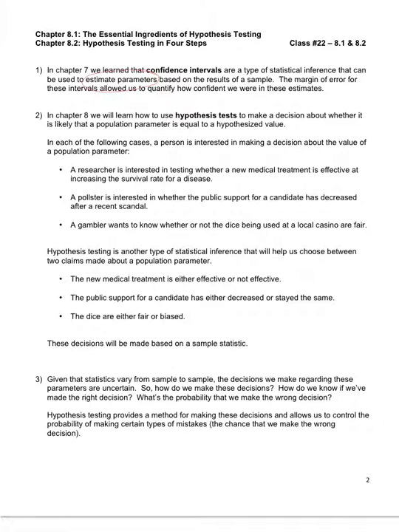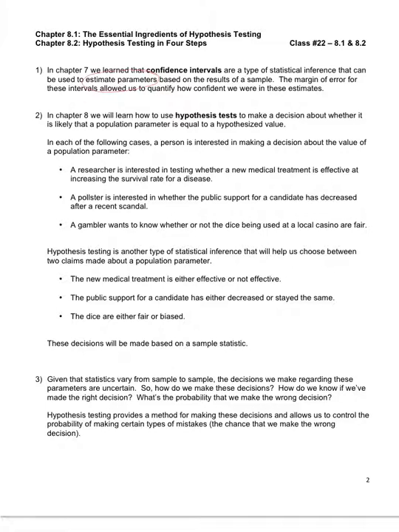All right, so for some examples, in each of the following cases, a person is interested in making a decision about the value of a population parameter. 1, a researcher is interested in testing whether a new medical treatment is effective at increasing the survival rate for a disease. 2nd one, a pollster is interested in whether the public support for a candidate has decreased after a recent scandal. And the 3rd one, a gambler wants to know whether or not the dice being used at a local casino are fair.